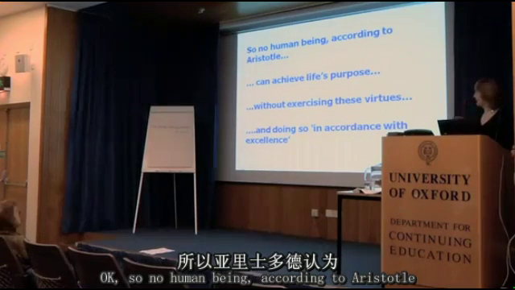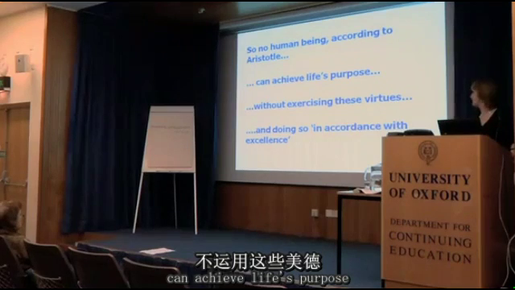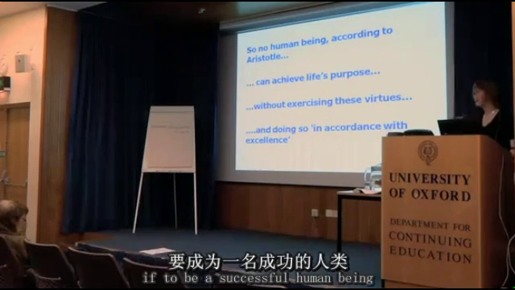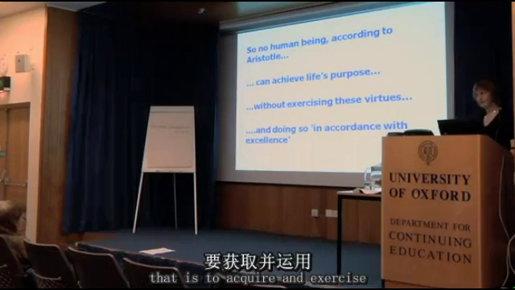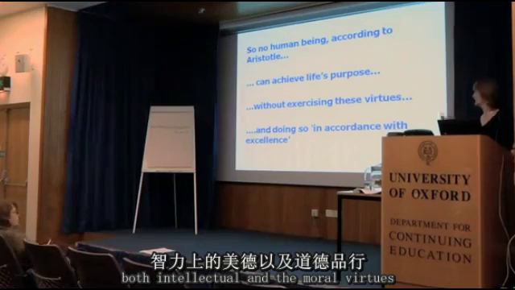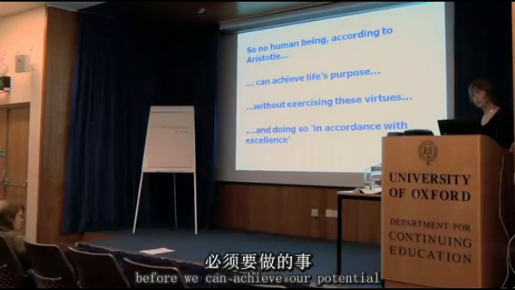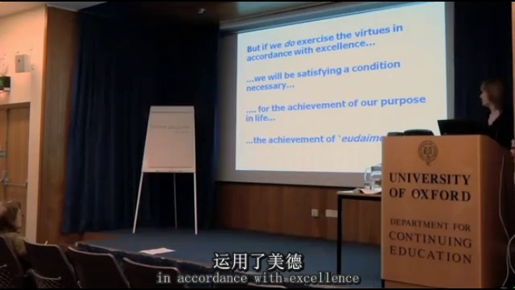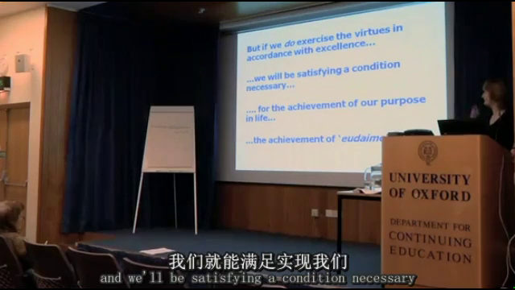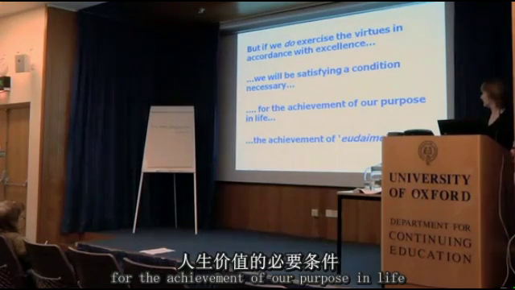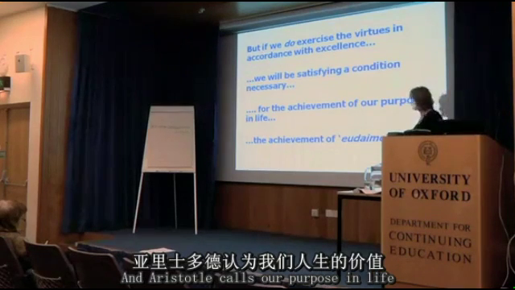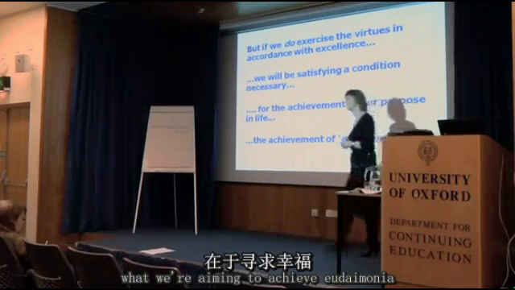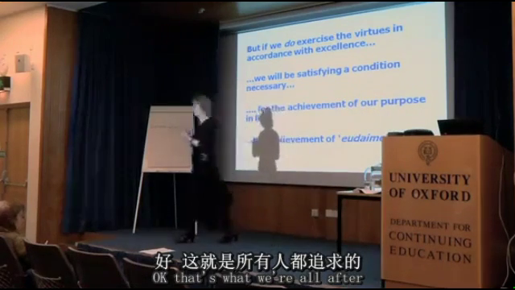Okay, so no human being, according to Aristotle, can achieve life's purpose without exercising these virtues. If to be a successful human being is to exercise the capacity for reason, that is to acquire and exercise both the intellectual and the moral virtues, that's what we've got to do before we can achieve our potential. But if we do exercise the virtues in accordance with excellence, we'll be satisfying a condition necessary for the achievement of our purpose in life. And Aristotle calls our purpose in life, what we're aiming to achieve, eudaimonia. Okay, that's what we're all after.